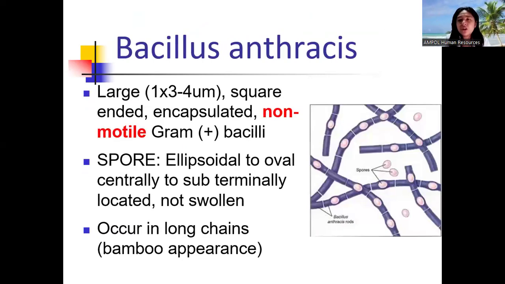Bacillus anthracis is one of the major pathogens under this genus. Bacillus anthracis are large, square-ended, encapsulated, but non-motile. To differentiate it from Bacillus cereus, your cereus is motile, while your Bacillus anthracis is non-motile. Spores are ellipsoidal to oval, centrally to subterminally located, however they are not swollen. They occur in long chains, with a bamboo or boxcar appearance.